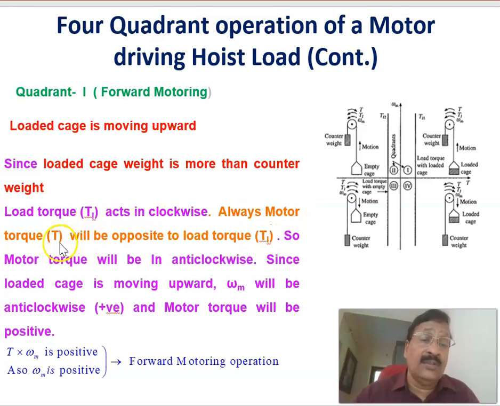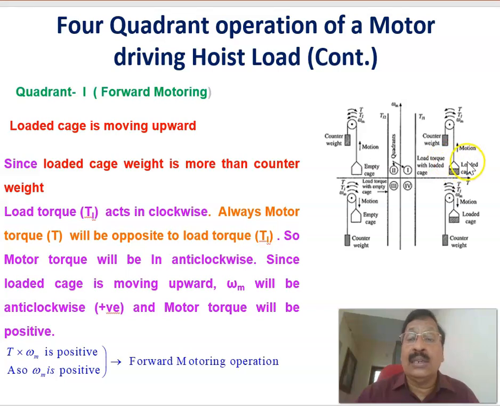Always the motor torque T will be opposite to the load torque, so the motor torque will be in the anti-clockwise direction. Since the loaded cage is to be moved upward, omega m is also in the anti-clockwise direction, which is also positive. Therefore, the motor torque is positive and omega m is also positive, so T into omega m is positive. Since T into omega is positive, it is a motoring action, and since omega m is positive, it is called forward. That is why forward motoring operation takes place in the first quadrant.